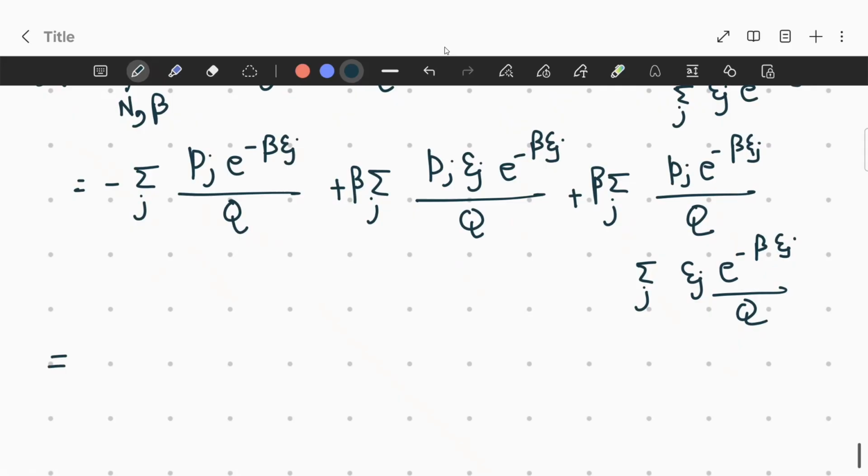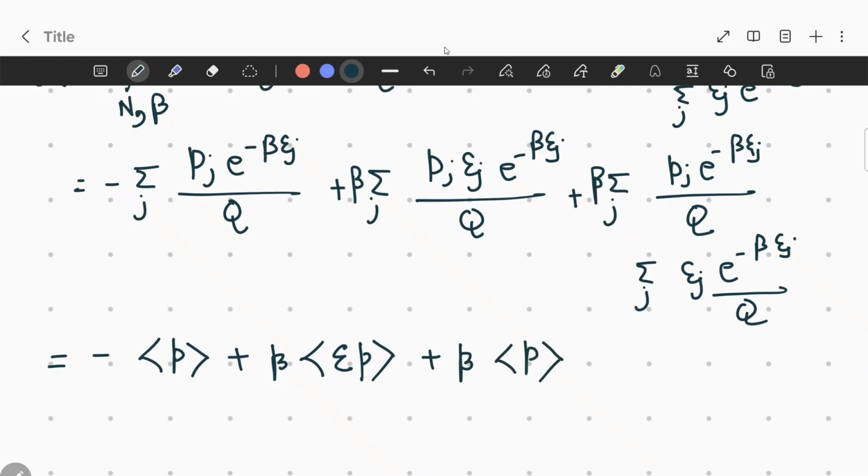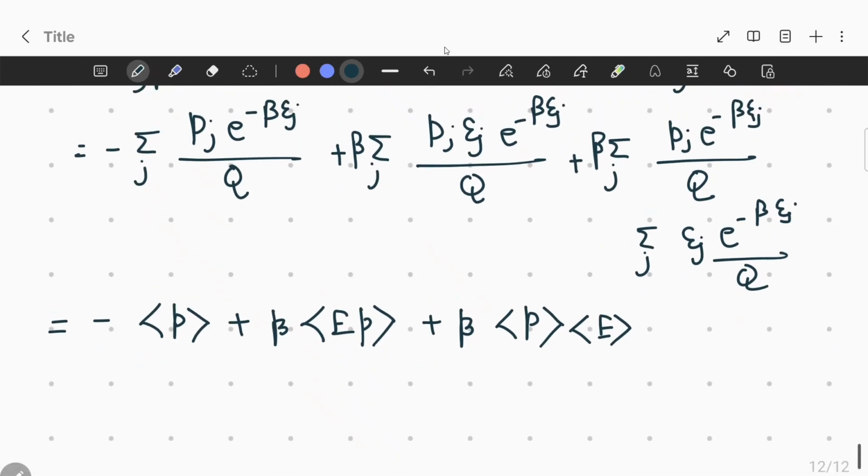So what is this first term? This is just P average. Yes. What is the second term? E P average. Yes. Third term, beta P average times E average. Yes. So totally this is our form of del P. This is our total form.